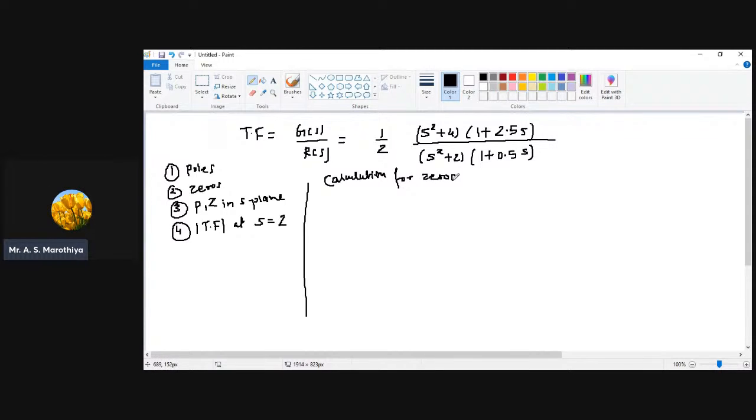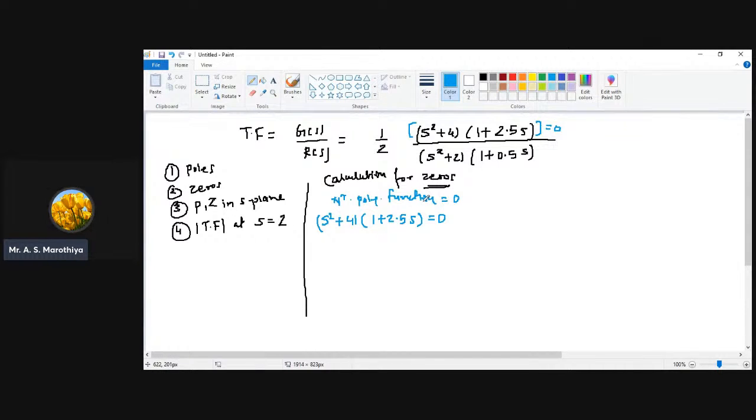for zeros. So in order to calculate the value of zeros, we need to equate the numerator polynomial function to 0, because zeros are nothing but those complex frequencies where the magnitude of the transfer function is going to be 0. This is possible when we equate the numerator polynomial function to 0 and solve for s. Those values of s are the zeros of the system. So the numerator polynomial function is s square plus 4, then in brackets 1 plus 2.5 into s, and we equate this term to 0.